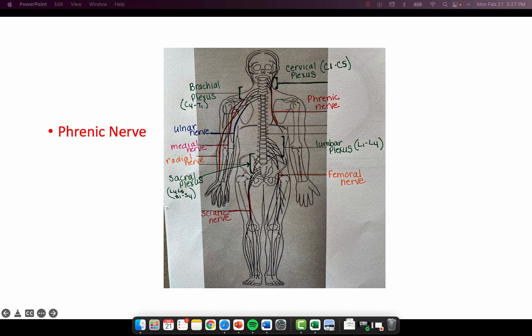And here we have that phrenic nerve. All right, so that phrenic nerve is going to be more toward the middle of the body, kind of below that cervical plexus. So here we can kind of see the ulnar nerve on the inside, the medial nerve on the inside, and the radial nerve on the outside. We have our sacral plexus, which will have that sciatic nerve branching down. And then we have our lumbar plexus, which will have that femoral nerve branching down as well. So think of the femoral nerve more as toward the head of the femur, and the sciatic nerve more going down the leg a little bit more.